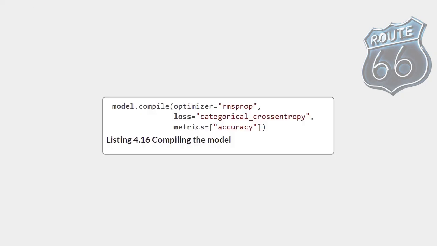The best loss function to use in this case is categorical_crossentropy. It measures the distance between two probability distributions. Here, between the probability distribution output by the model and the true distribution of the labels. By minimizing the distance between these two distributions, you train the model to output something as close as possible to the true labels.